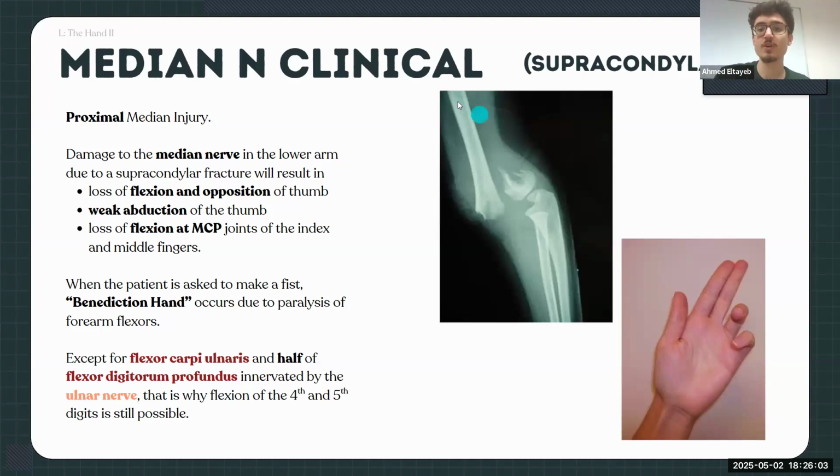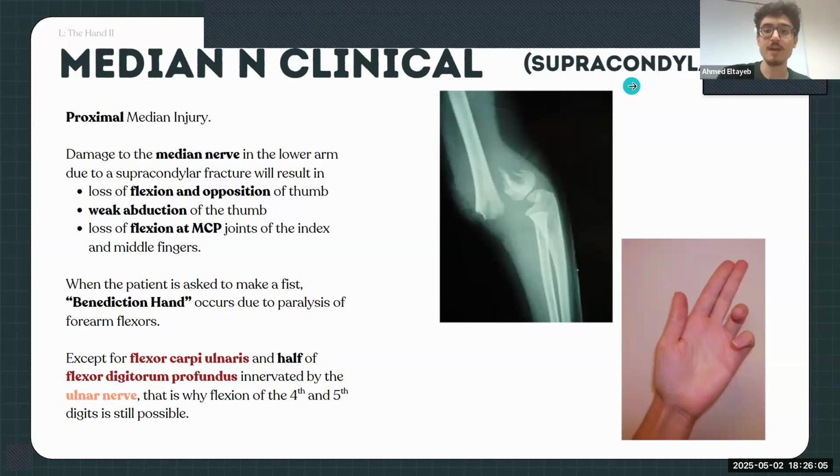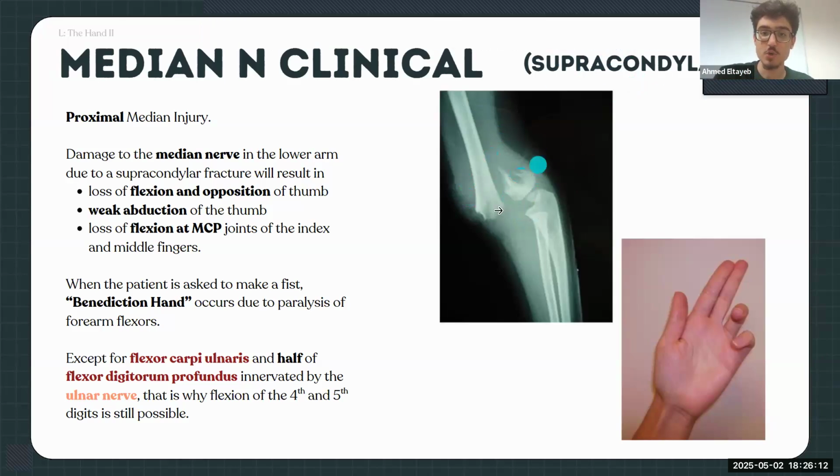But if we have a supracondylar fracture, as my friend Ahmed briefly touched upon, it's basically a fracture over the condylar processes. So the humerus is fractured over here, and it's going to affect the median nerve because, of course, it's coursing through it. But this will obviously obstruct the flow of all the median nerve to the forearm and the hand as well. So you're going to present with something called benediction hand, where when you tell the patient to do a fist, they will do this. This is the best thing they can do.